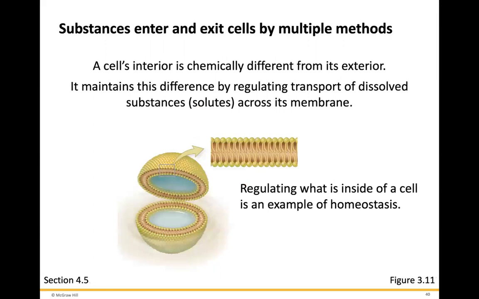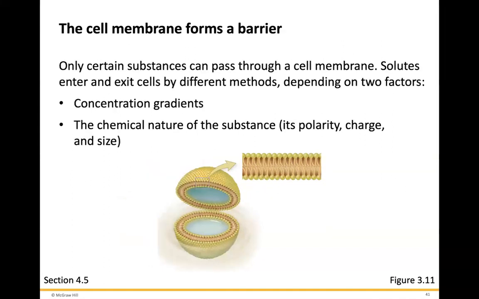Now, a cell's interior is chemically different from its exterior. It maintains this difference by regulating transport of dissolved substances, which are referred to as solutes, across its membrane. Regulating what's inside of the cell is an example of homeostasis. The cell membrane, which is also referred to as the plasma membrane, is the barrier. Only certain substances can pass through the cell membrane.